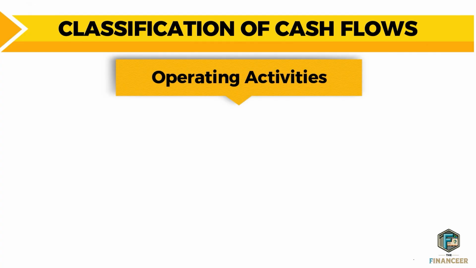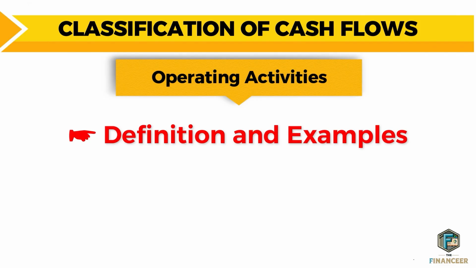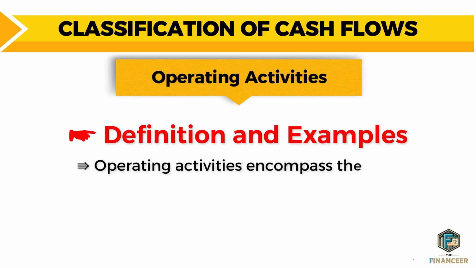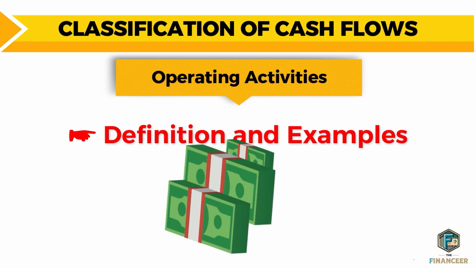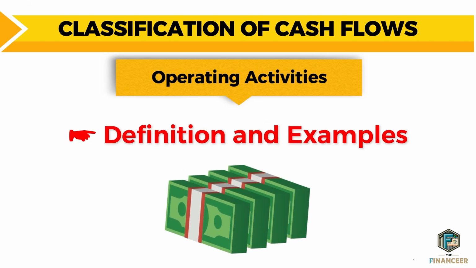Now let's start with the first type of activities, which is operating activities, to define these operating activities and give some examples. Operating activities is all about the core revenue generating activities of the entity. These are the day-to-day business operations that directly contribute to its profitability. Operating cash flows arise from transactions and events that affect the determination of the net profit or loss. So this means that it relates to the main business, main operations, main activities of the entity.